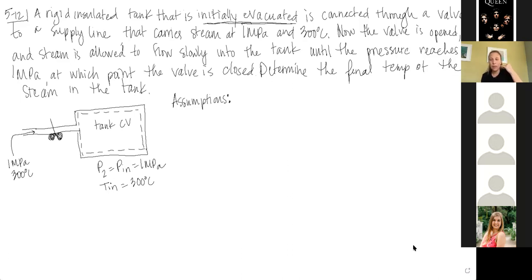So Emma, you're kind of close. The volume of the tank, it's a rigid tank, is going to stay the same, but there's no air in here. There's no mass in here. So our mass at state 1 is going to be 0 because we're initially evacuated. We also don't have any real initial pressure or temperature in the tank at the starting conditions because it was totally evacuated. This is like a completely empty tank.